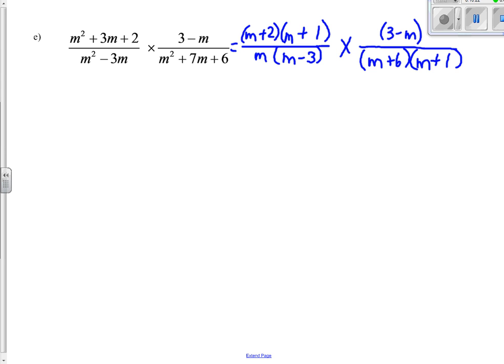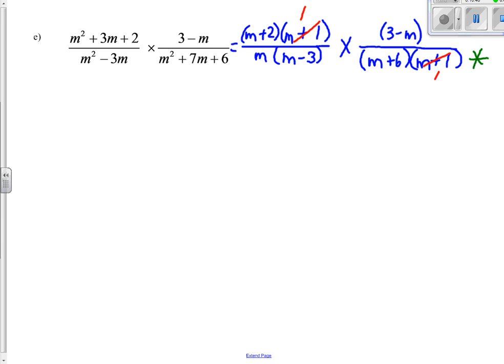This is an important point. We're going to look for our restrictions there, and we're going to look for common factors there. So, where it is right now, I am looking for common factors from either numerator to either denominator. m plus 1. I can divide out m plus 1 top to bottom.